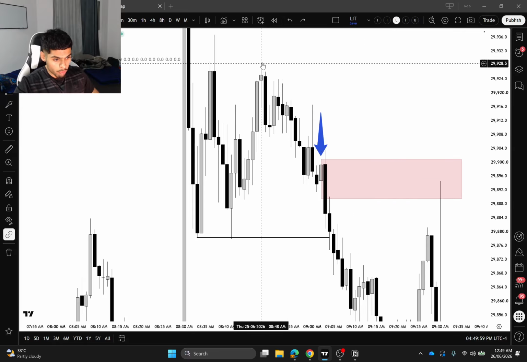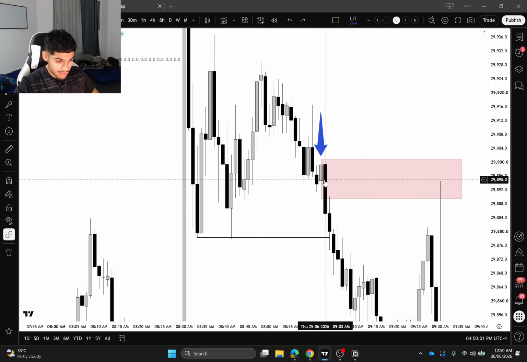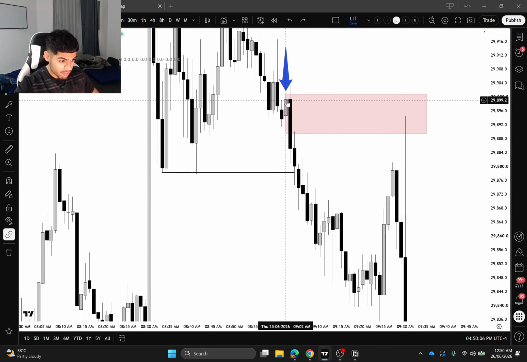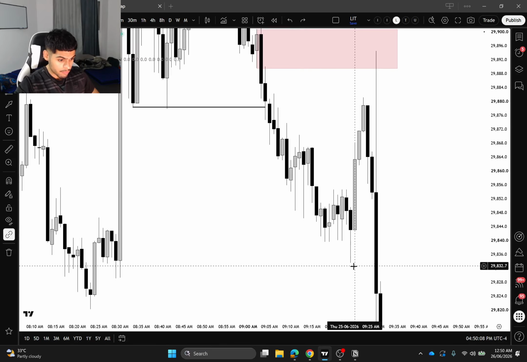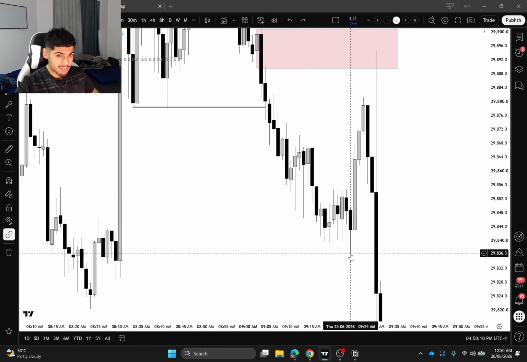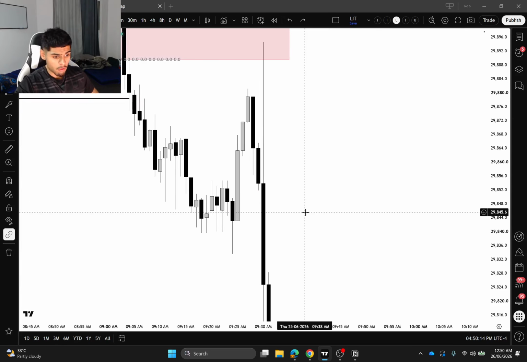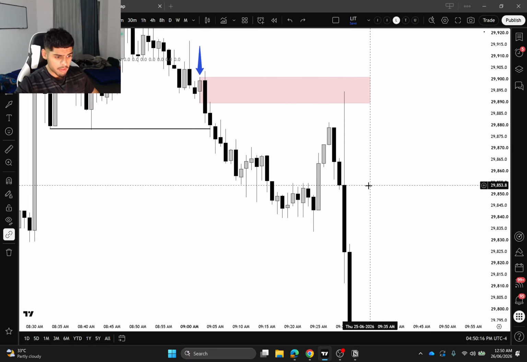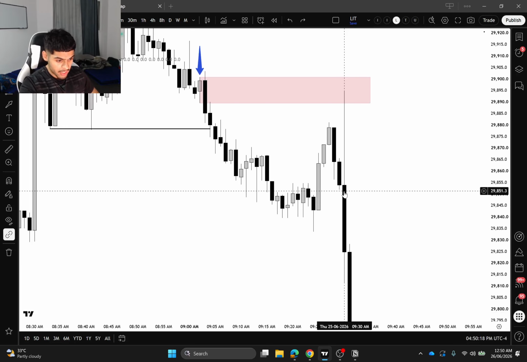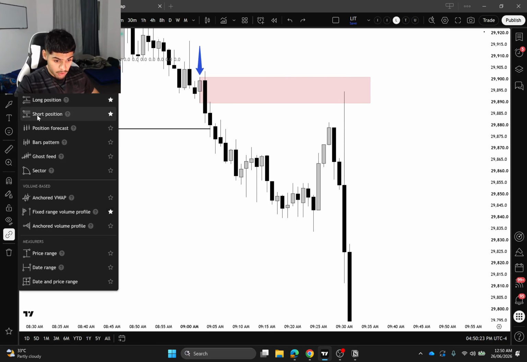You can't tell me, oh, this was the candle. No. Last candle before we dumped. All the way from 29,900 to 29,830. That's a 70-point drop. Now look at this. You can't be telling me this is all made up. 9:30 candle. We wick up, we tap. This could have been your entry.